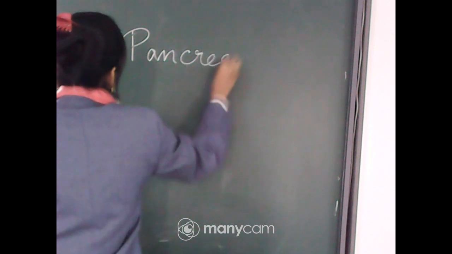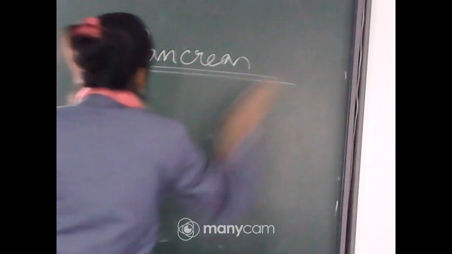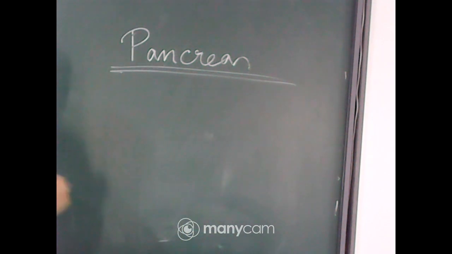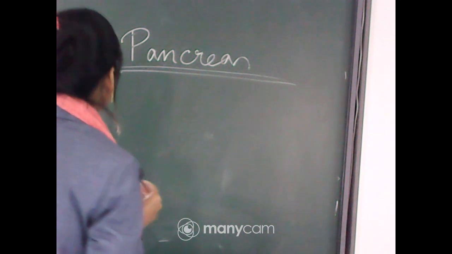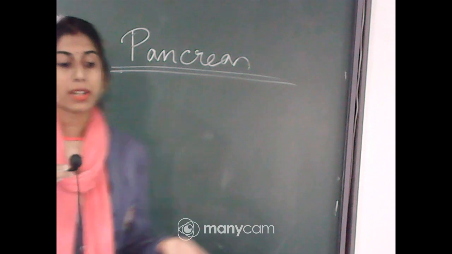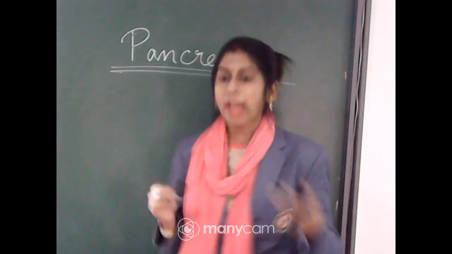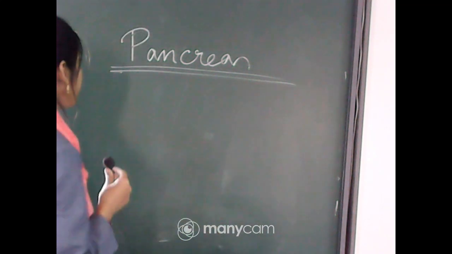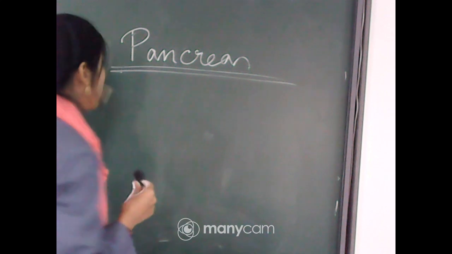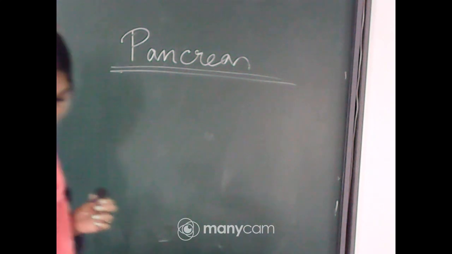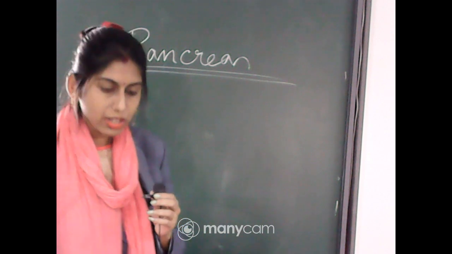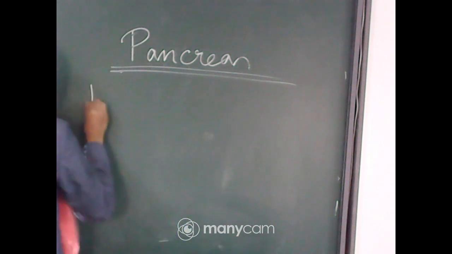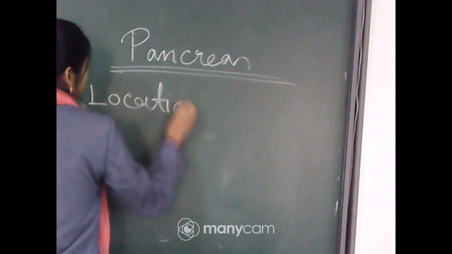Next I will discuss the pancreas. As you have already read, glands are mainly of some types: exocrine, endocrine and mixed. From the endocrine, hormones can be released. From the exocrine, enzymes can be released. And there are some heterocrine and mixed glands from which both hormones and enzymes can be released, and the pancreas is one of them. Okay, so first we have to know the position, and after that you have to know the hormone and function.